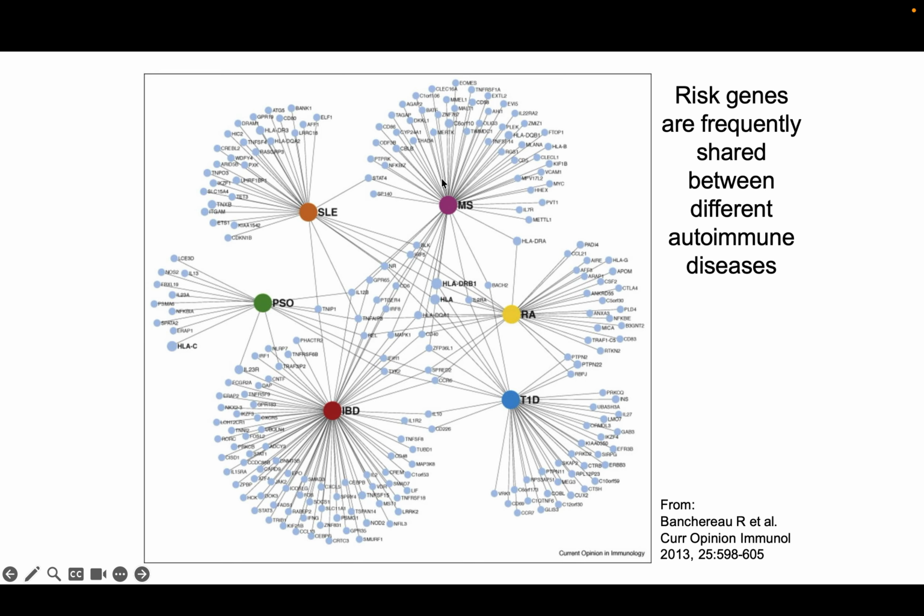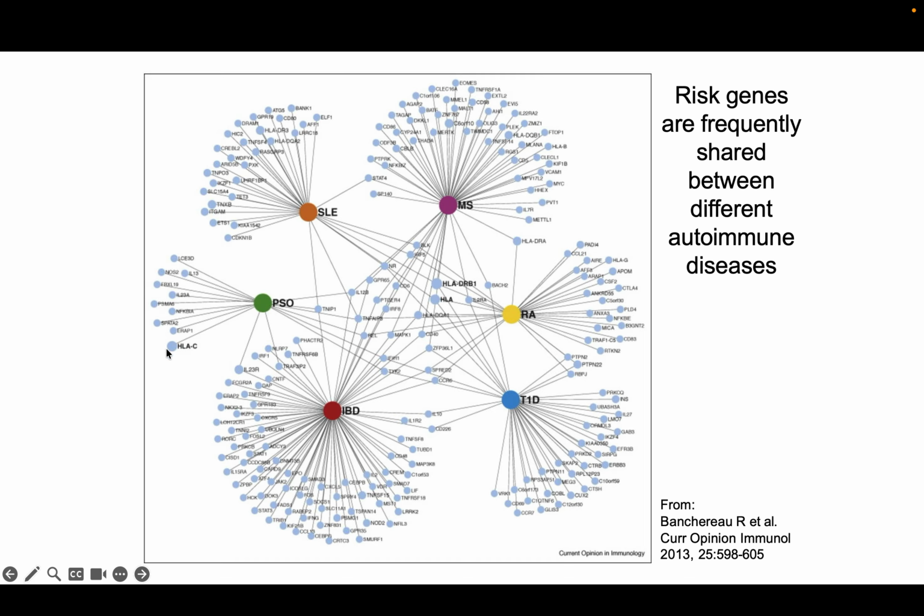So here, in this beautiful graph, the big colored circles are different autoimmune diseases, like psoriasis, inflammatory bowel disease, type 1 diabetes, rheumatoid arthritis, multiple sclerosis, systemic lupus erythematosus. These are connected to the small bubbles, which are genes that have been shown to give a predisposition towards whatever they're connected to.